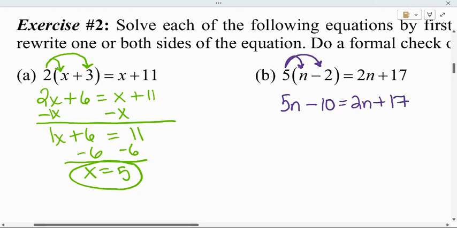Okay. Yari, do you have an idea of what you want to do next? No? Okay. Tyler, what about you? What do you want to do? If I want to move the variable term first, which one do you want to move? Okay, how am I going to move that 2n? Right now it's positive. I'm going to subtract it, right? Because we do the opposite operation.